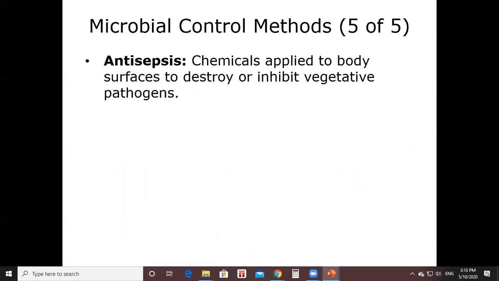Antisepsis is where you have chemicals applied to the body surfaces to destroy or inhibit vegetative pathogens. That's antisepsis.